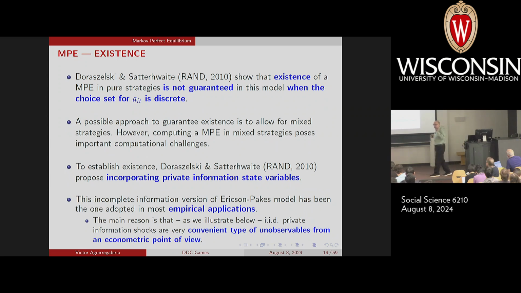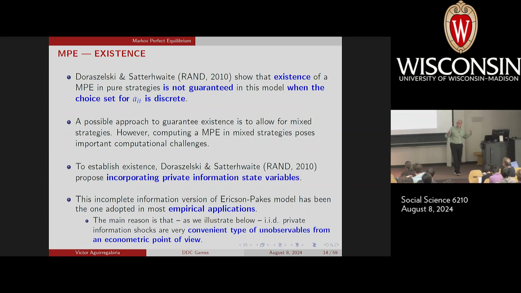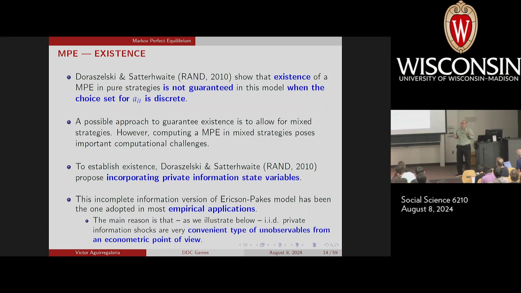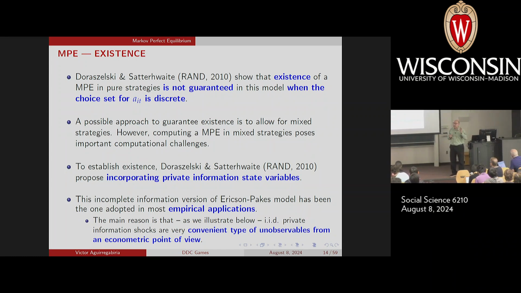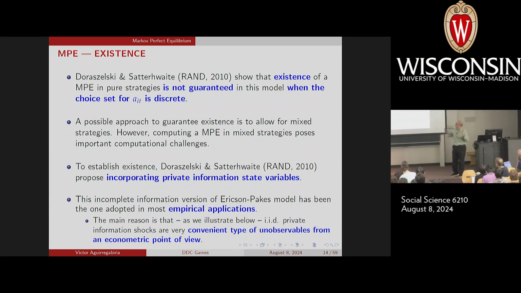Where in addition to the vector of state variables x, that is common knowledge to these firms, we consider that every period firms receive a private information shock that is IID across players and IID over time that can affect behavior, okay? Introducing this type of IID private information shock has, as shown by Doraszelski and Satterthwaite, the implication that for any configuration of the structural parameters, we always have at least one equilibrium in this type of model. Then equilibrium existence is guaranteed.